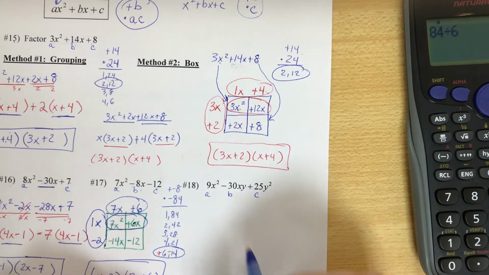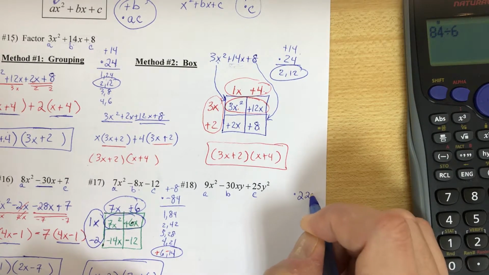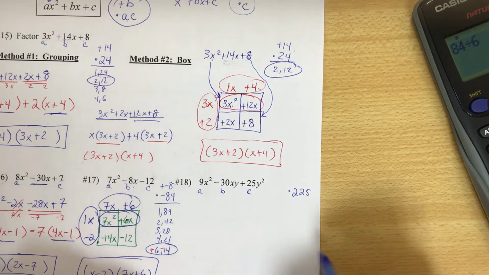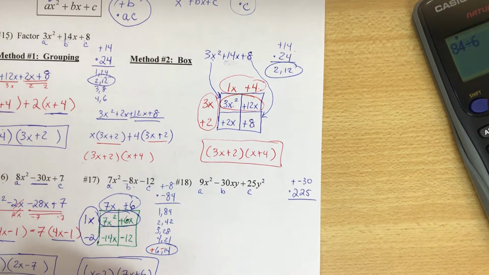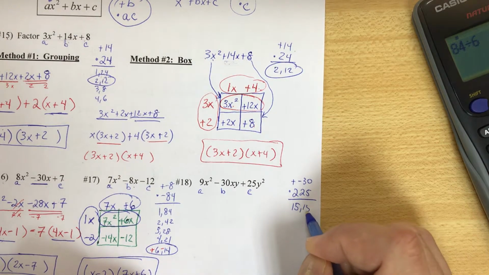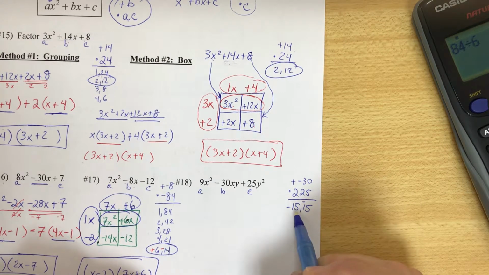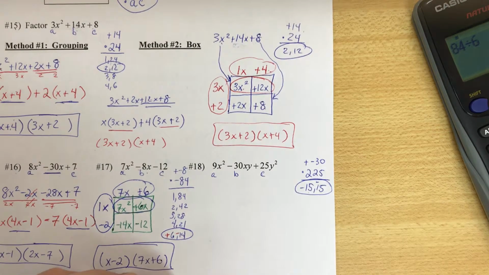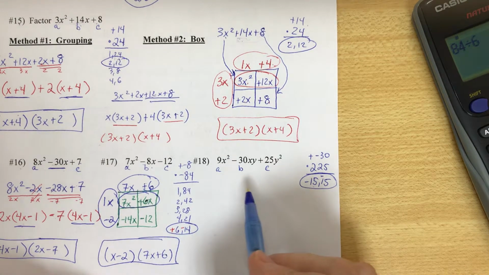Here's ABC. A times C is 9 times 25, which is 225. The middle, we have to add up to negative 30. Now, just to save some time, I know that 15 and 15 multiply to 225, and if I make them both negative, they still multiply to 225, but they add to negative 30. So I'm going to use that. Now you can use grouping or box. I'm going to group this one.